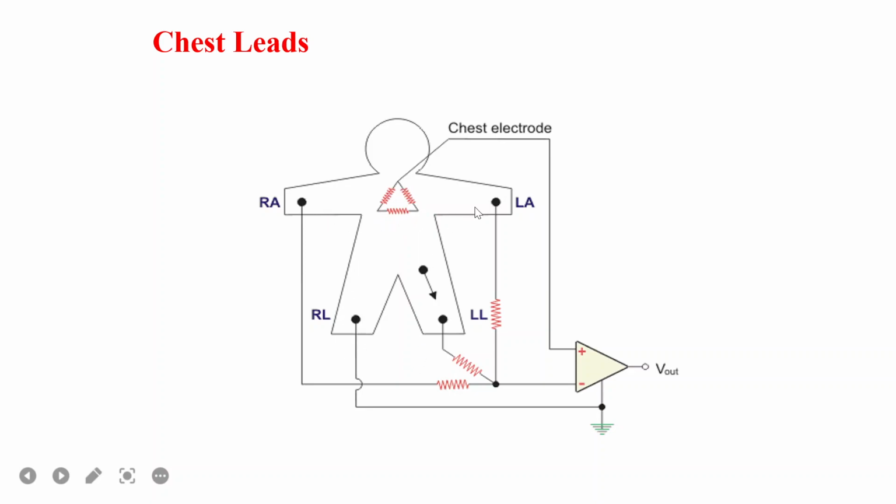The other leads are also connected to the system using the central terminal concept, that is the Wilson concept. This will be acting as the exploratory electrode. The remaining 3 points will be connected to the center point, and the center point will be connected to the negative. This central electrode is called the exploratory electrode.